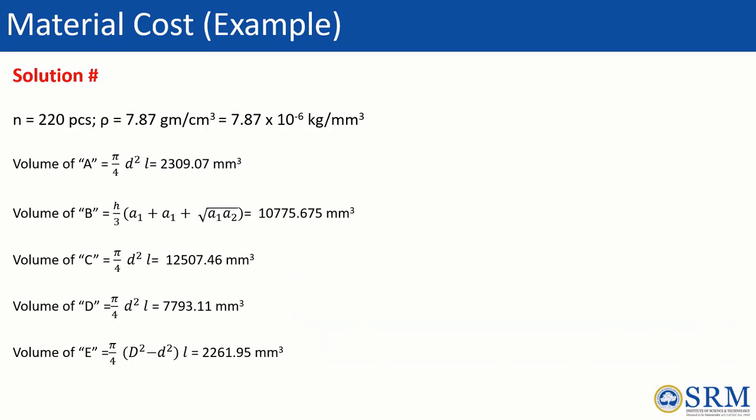Here section B is a frustum of cone, meaning we must apply the frustum volume formula, that is h by 3 into A1 plus A2 plus root of A1 A2. Make a correction here: h by 3 into A1 plus A2 plus root of A1 A2. If we apply the values of area A1 and A2, we will get the volume of B as 10,775.675 millimeter cube.